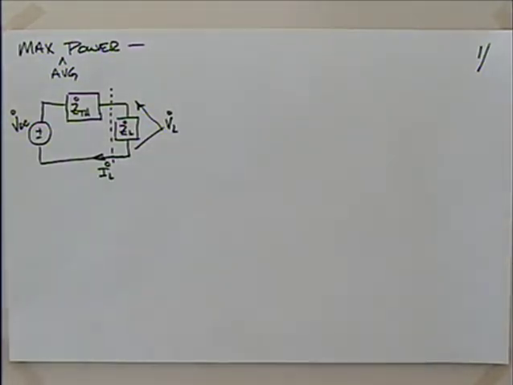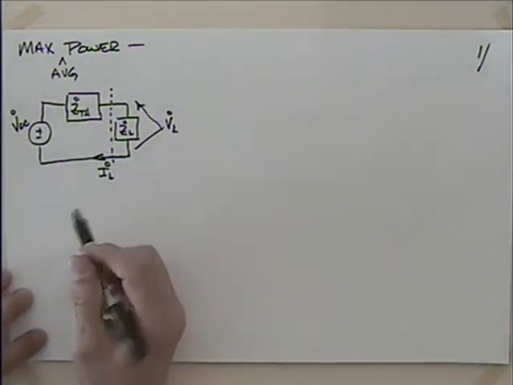Because if the value of the impedance is too low, voltage or current might be too low. If it's too high, then the other one will be too low. So I want to get it just right so I can maximize that power transfer. So some of our conclusions you'll recognize, but some of them will bring up new topics.